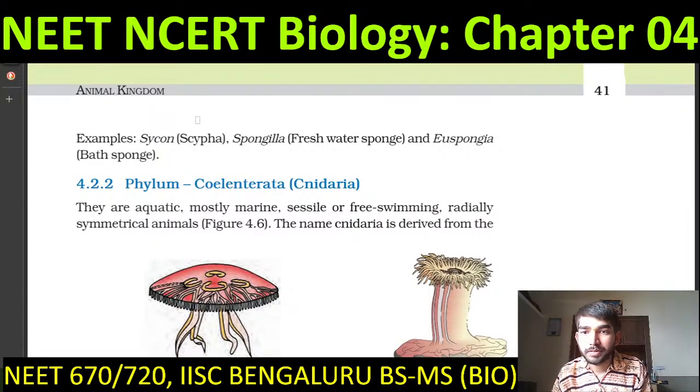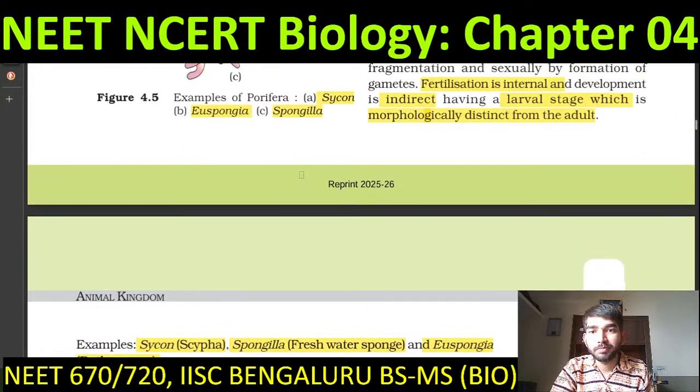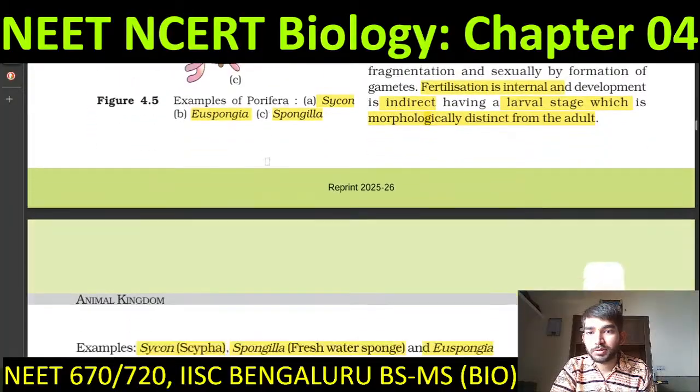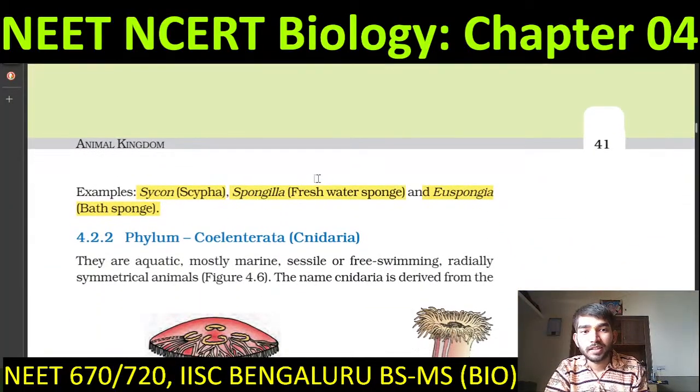So here are the examples: Sycon, Scypha, Spongilla, the freshwater sponge, and Euspongia, which is the bath sponge. So maybe it's used for bathing. That's why it's called Euspongia. I'm not sure about that, but yeah.